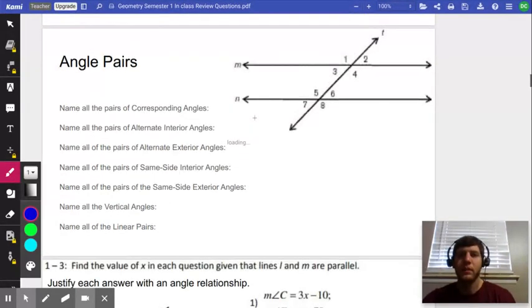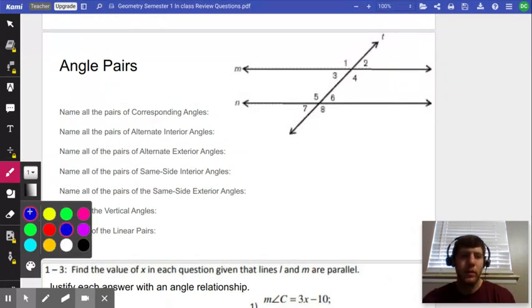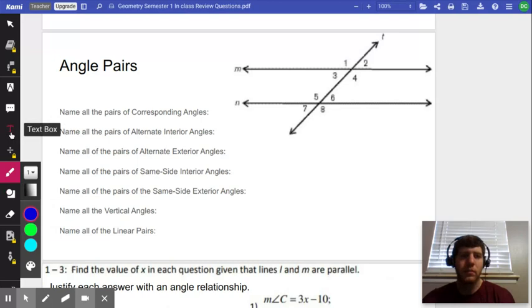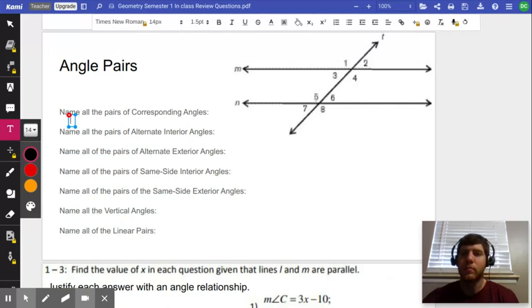Okay, we did name these. So these are our angle pairs. So let me actually type these out. It's much easier. Okay, so corresponding angles are angles if you pick up the intersection and put it on top of the other intersection. The ones that are on top of each other are corresponding. They're in the same corresponding location. So 5 and 1, 6 and 2, 8 and 4, 7 and 3. Those would be your corresponding angles.